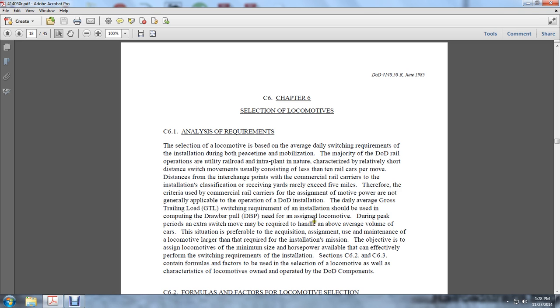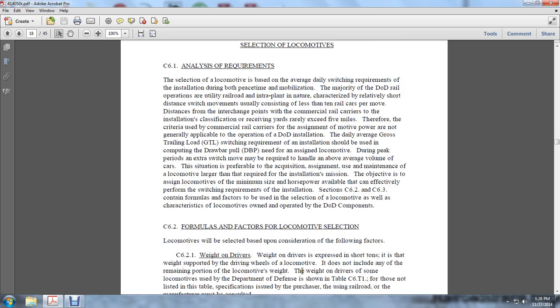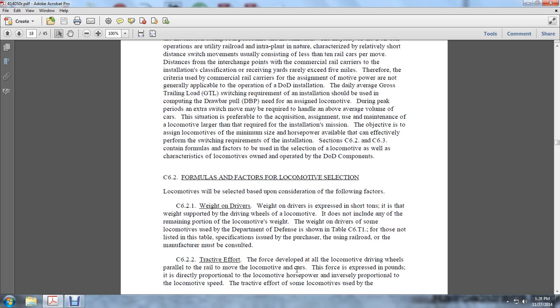Sections 6.2 and 6.3 contain the formulas and factors to be used in the selection of locomotives, as well as the characteristics of the locomotives owned and operated by the DoD components. C2, Chapter 6, Part 2, the formula factors of the locomotive section. The locomotives will be selected based on consideration of the following factors.